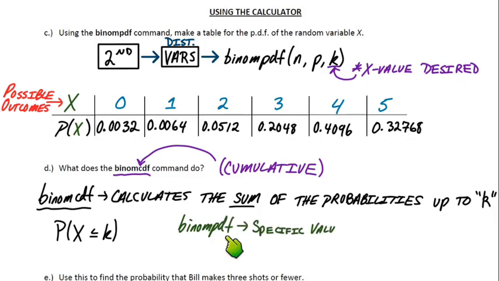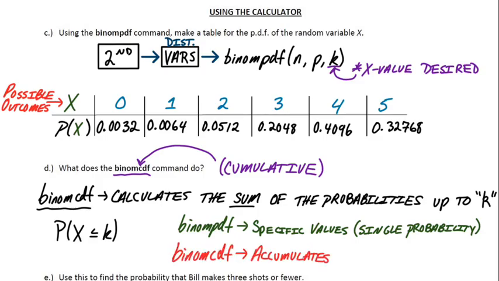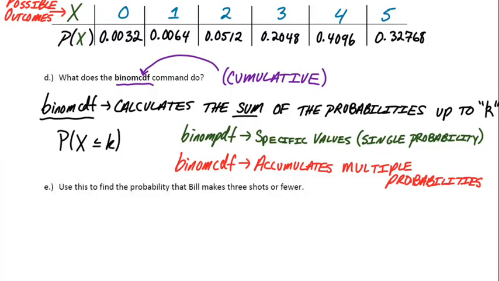So the pdf command that we talked about up here, that finds specific values. So it finds single probabilities like the ones we put in this table. The cdf command, again the C stands for cumulative, it accumulates over multiple probabilities.